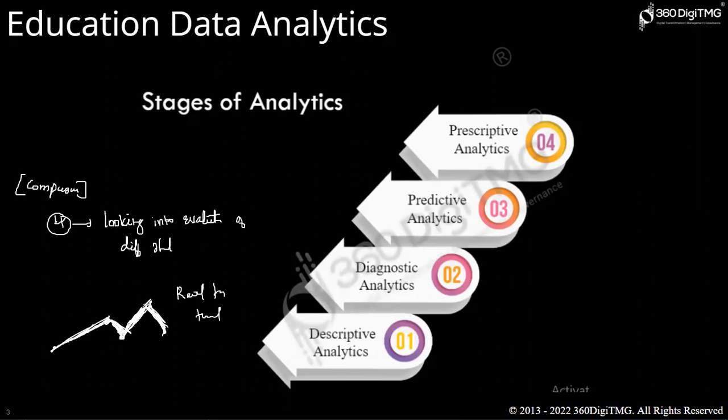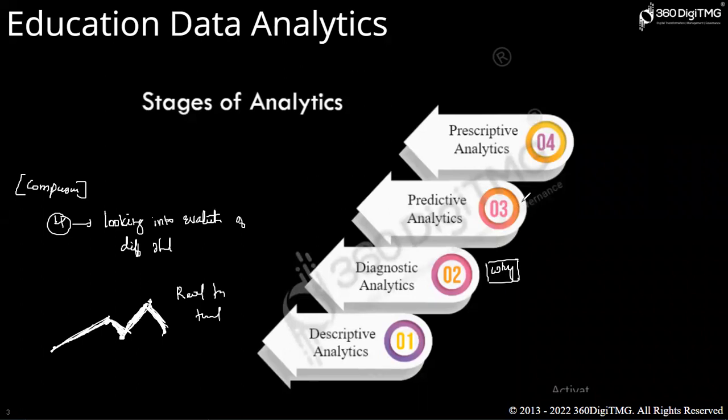So once we know what happened in the data, now we look into diagnostic analytics. Here we try to find out why something has happened. So the question that we ask in this stage of analysis is, why has this happened? Why is there an upward trend? Why is there a higher trend? These are a few things that we are going to look into.